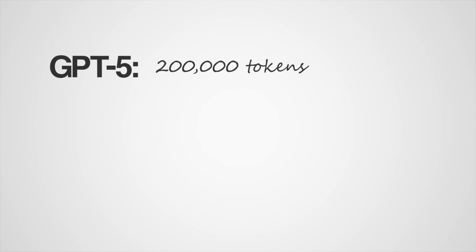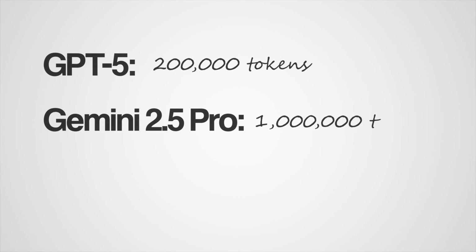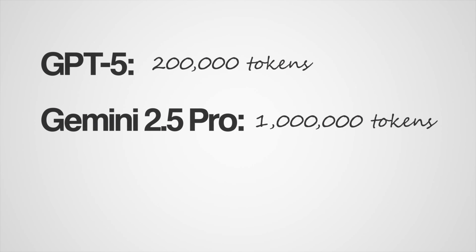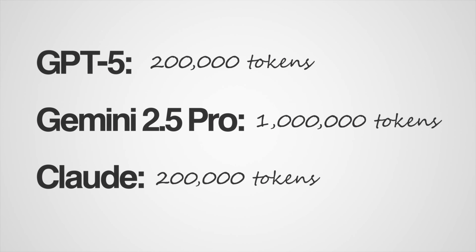Now, how big are these context windows today? Well, GPT-5 goes up to over 200,000 tokens, which is like a few hundred pages of text. Google Gemini 2.5 Pro is up to 1 million tokens. Basically book-sized. And I think Claude is around 200,000 as well, with maybe more with the newer models.